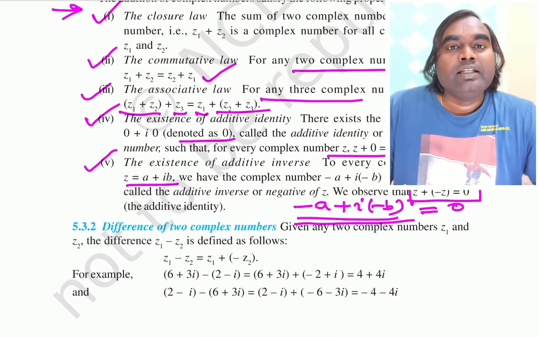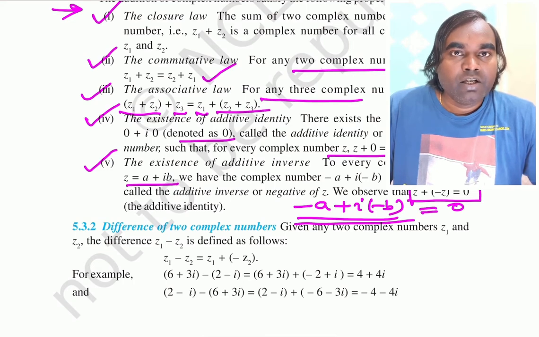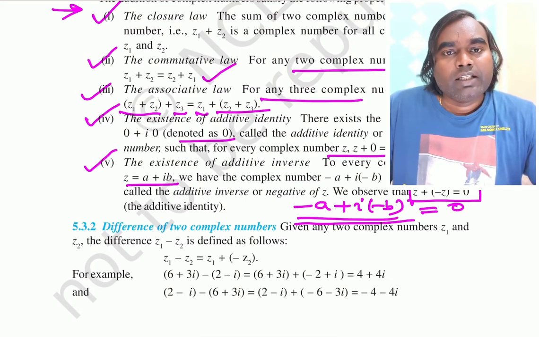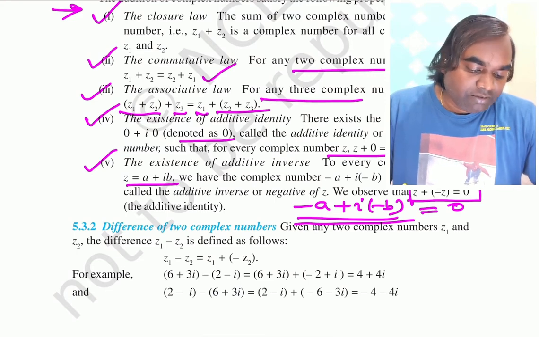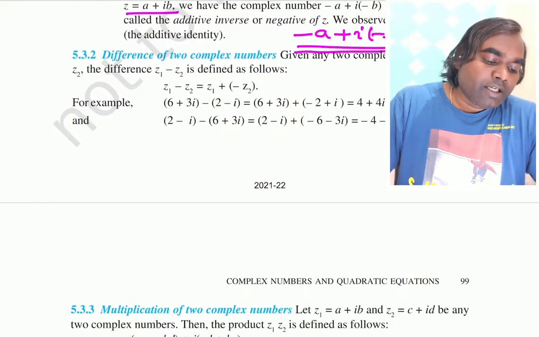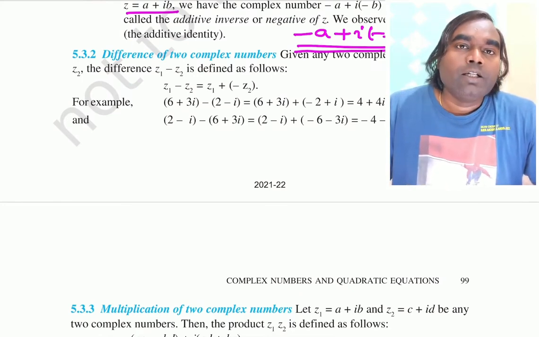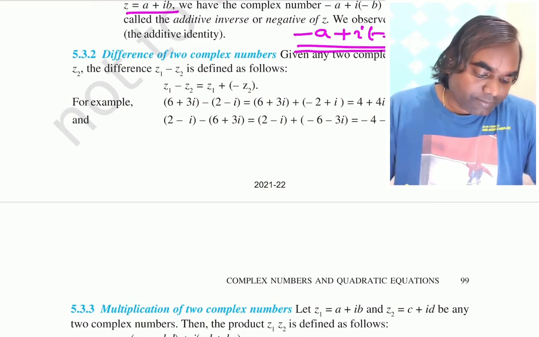Thus we see that, analogous to real numbers, complex numbers also follow the set of rules of addition, that is closure property, commutative law, associative law, and there also exist an additive identity and additive inverse. Similarly, we can prove that the difference of two complex numbers also follows this set of mathematical laws.